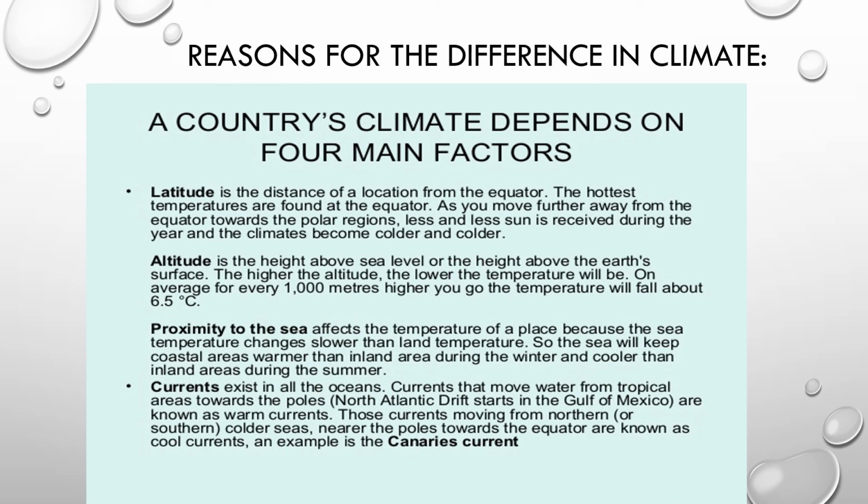Proximity of the sea means the distance from the sea. It basically relates to the land breeze and sea breeze. When the wind moves from land to sea and from sea to land, it always brings a change in climate. Proximity of the sea also relates to coastal areas and the continental shelf. And then the currents: we have two types of currents in the sea, cold current and warm current. Warm currents move to cold areas, and cold currents move to warm areas.